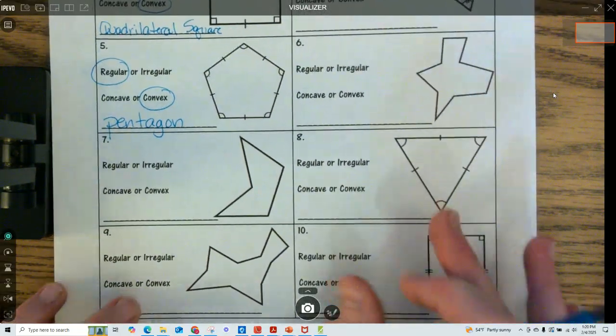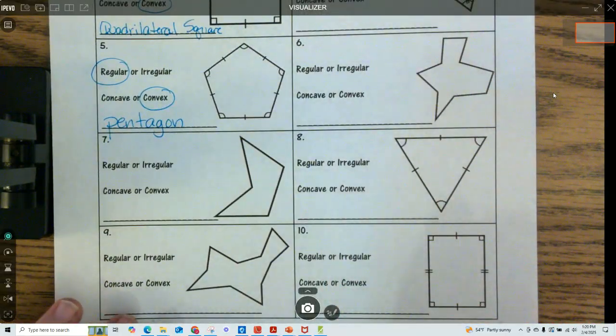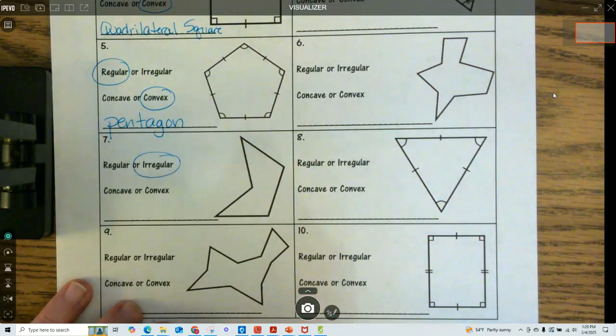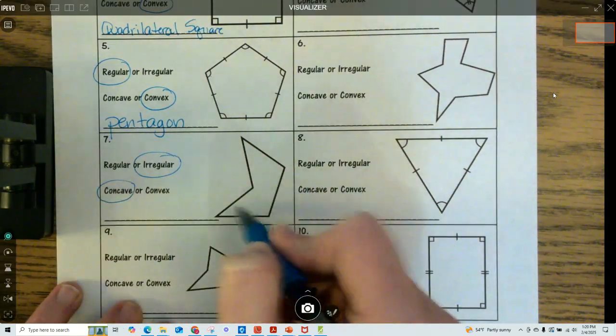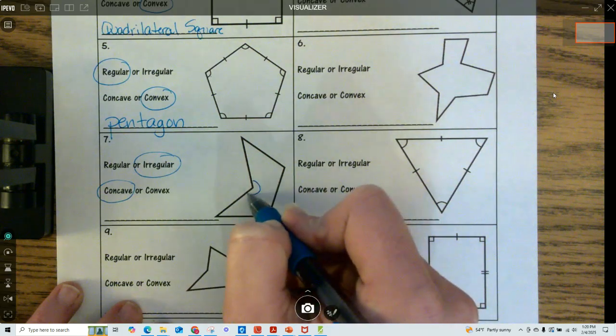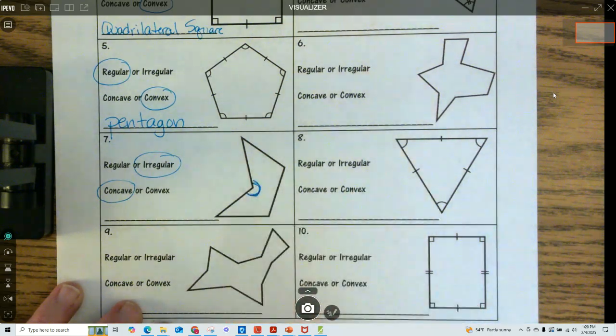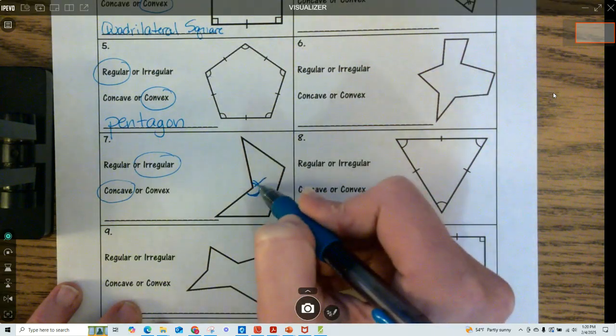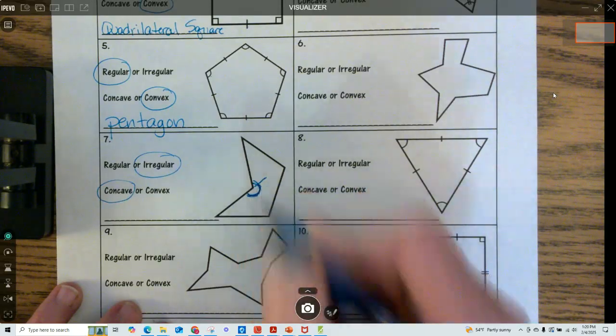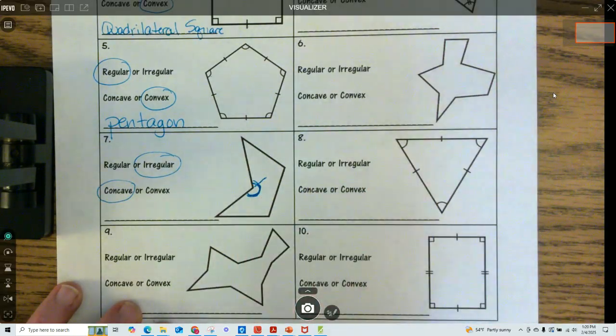All right, what about number 7? Regular or irregular? Irregular. Concave or convex? Concave. So again, see this angle here is bigger than 180 degrees. Okay? 180 would end like at a straight line. That angle would stop there, would be less than 180 degrees.